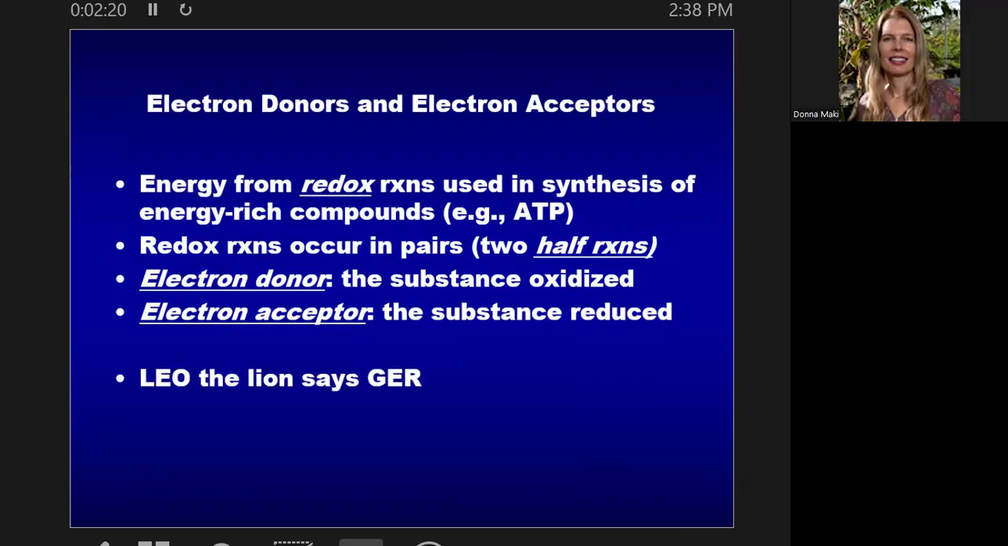Have you learned it this way? Leo the lion says grr. What's the other one? Oil rig. Yeah. So loss of electrons is oxidation. Gain of electrons is reduction. Or oxidation is loss. Reduction is gain. So whichever way you want to remember it.